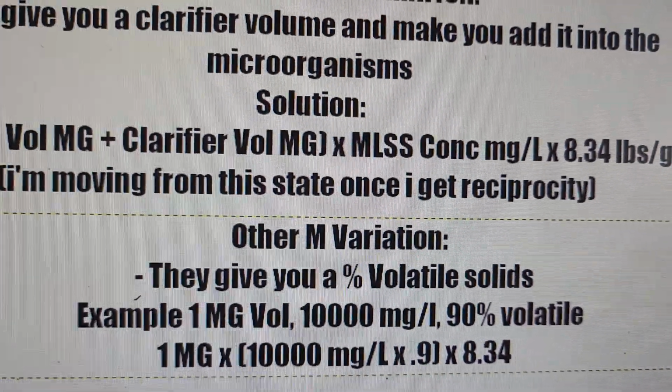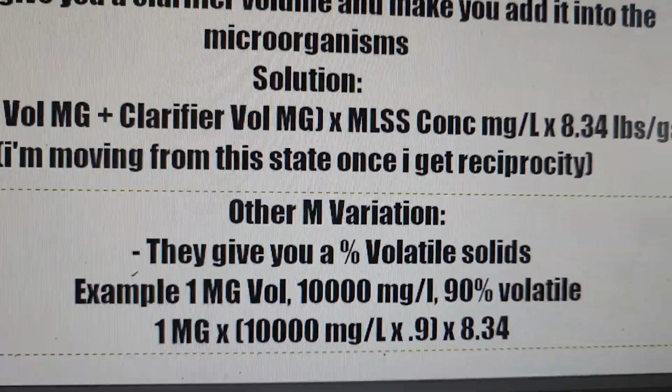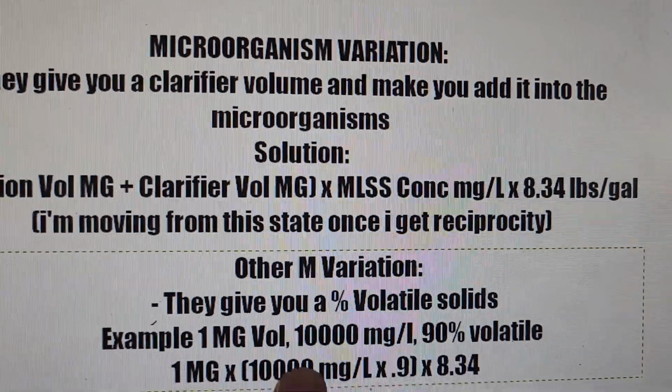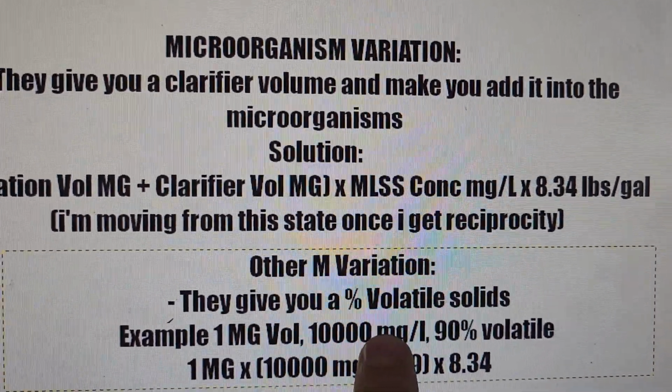They give you a % volatile solid. All you have to do, if it's 90% volatile, you need to multiply that by your concentration.